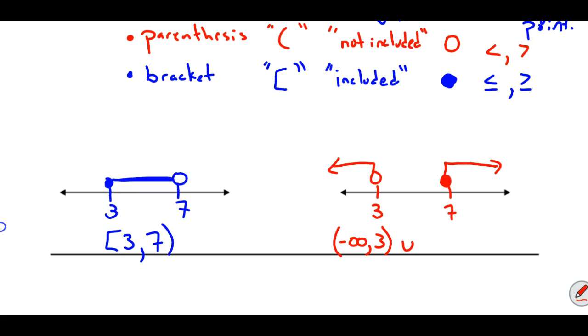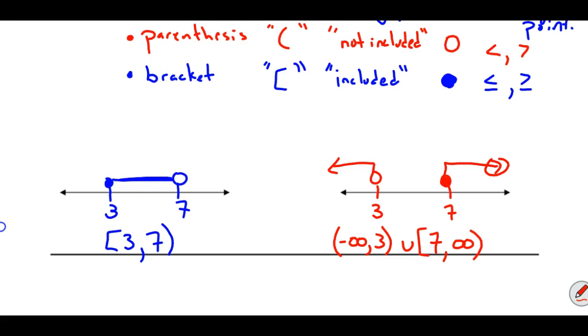Then I would have a union to indicate that there's two parts to my graph. 7 is a closed circle, so I would use a bracket. 7, and to indicate the arrow here, I would use a positive infinity to go towards the right. And infinity is because you'll never get to infinity. It's never included, will always be a parenthesis.